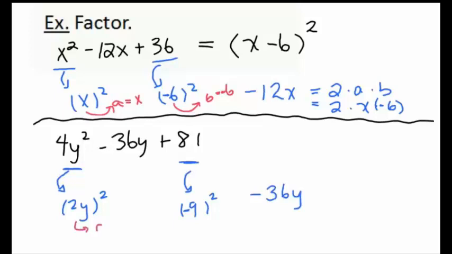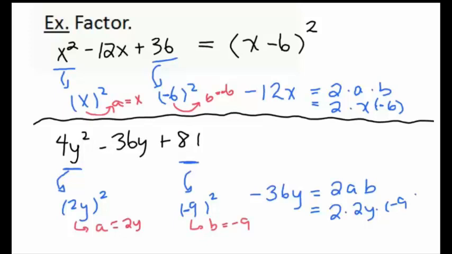So what do we have for a? Right now we have a is equal to 2y, and b is equal to negative 9. At least these are our possible values. So let's see if negative 36 is equal to 2 times a times b. So 2 times 2y times negative 9. 9 times 2 is 18, and 18 times 2 is 36. So yes, we do get 36y, so everything checks out for our middle term. So this means we can go ahead and factor this right away into 2y, which is a, minus 9, that's b, all to the power of 2.